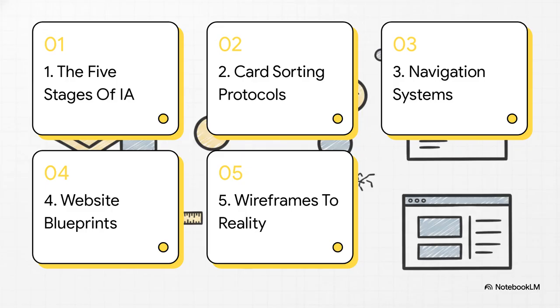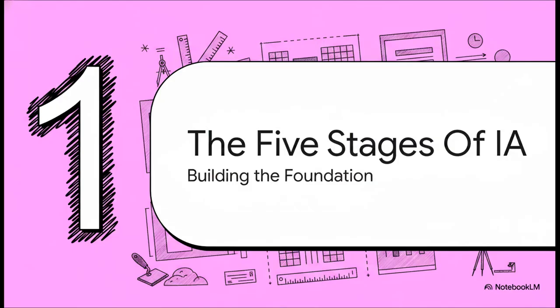Here's our blueprint for today's explainer. We're going to run through the 5 stages of IA, learn how to master card sorting protocols, design structural navigation systems, choose a website blueprint, and finally take the whole thing from wireframes to reality. All right, let's jump right into section 1, the 5 stages of IA and how we build that foundation.